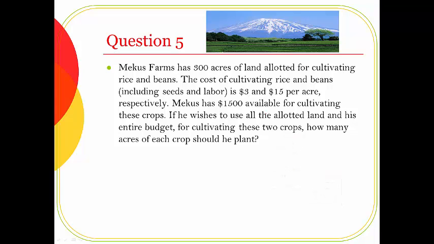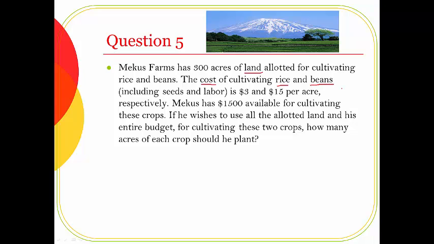Can you tell me the two variables that are very important here? We have land and we have cost. Those are the two key variables here. But let's go back to the question. How many acres of each crop should he plant? We have two crops here: rice and beans.